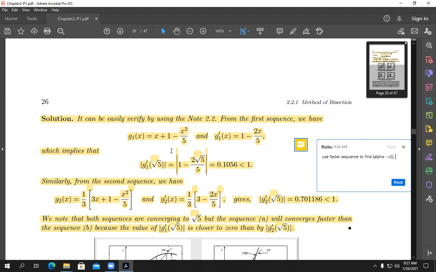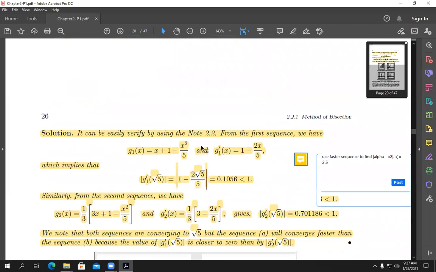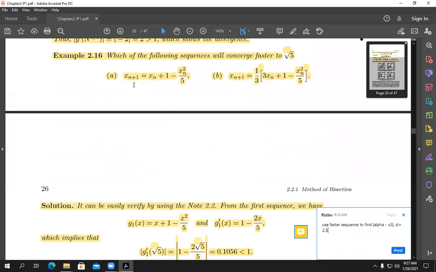x2 by using x naught is equal to 2.5. So it means what you have to do: you have to check first which one is faster. Then you will find which one is faster. This one is the faster, right? Yes. Because this will give you the second approximation.